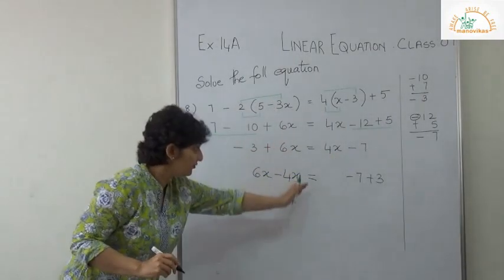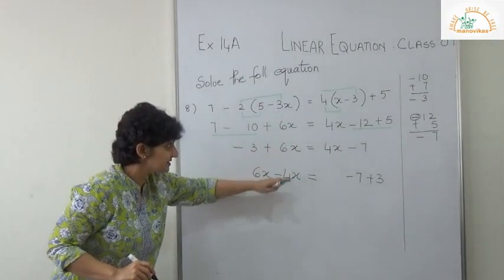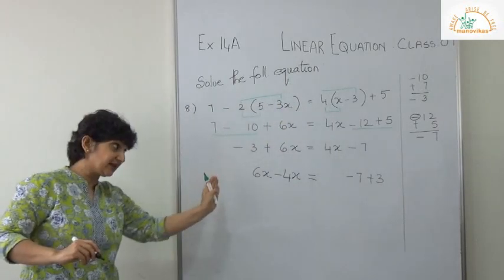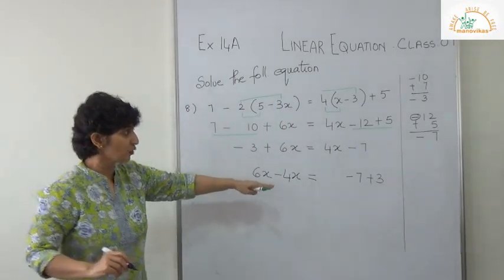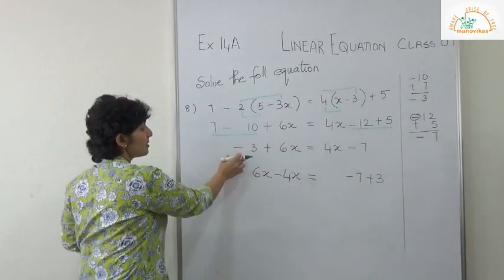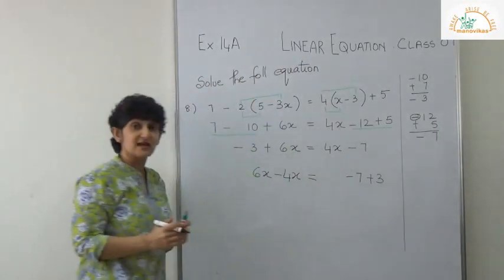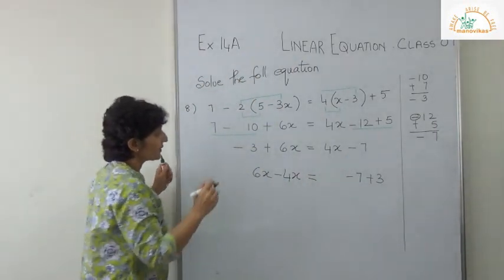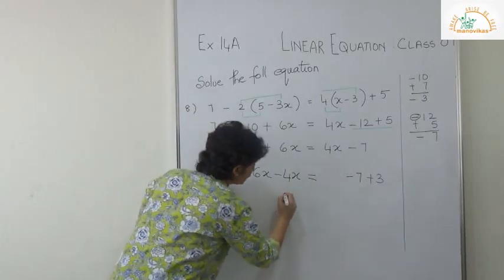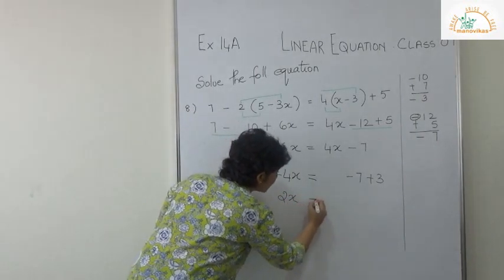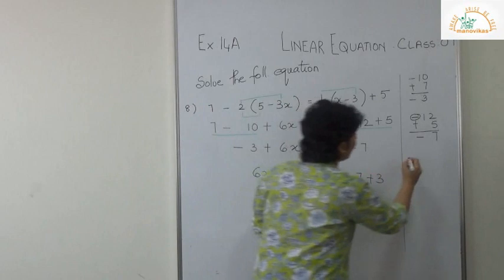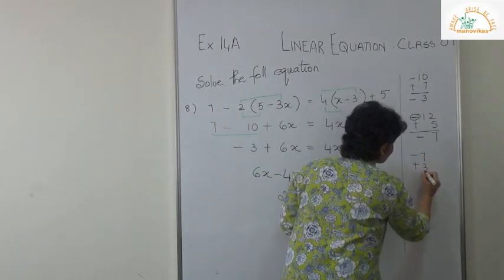Is that clear? You have your equal to here. 6x is here. Plus 4x, and bringing this side, it becomes minus 4x. Minus 7 is here. Minus 3, when I take that side, it becomes plus 3. 6 minus 4 is 2. So 2x is equal to minus 7 plus 3.